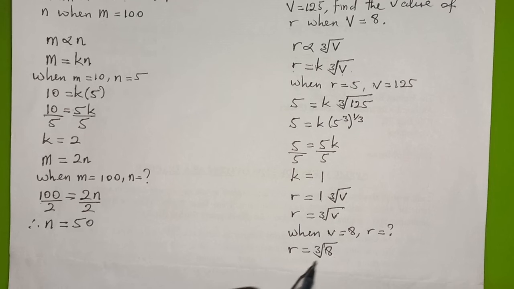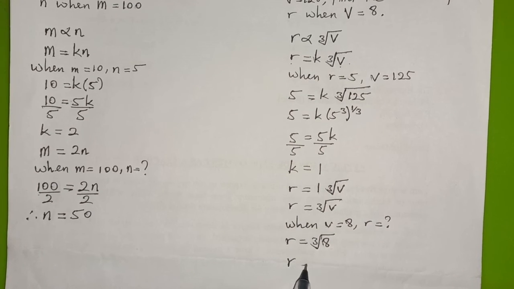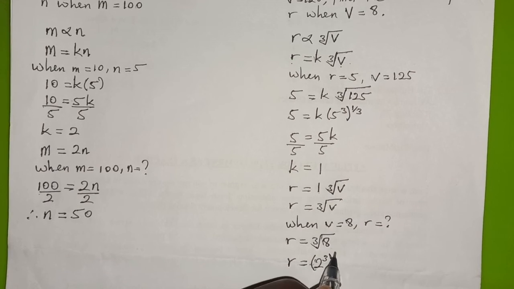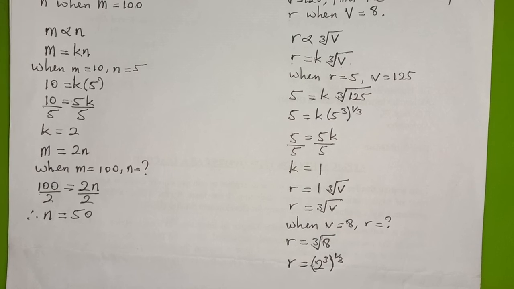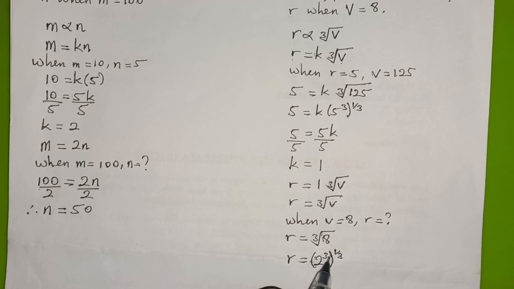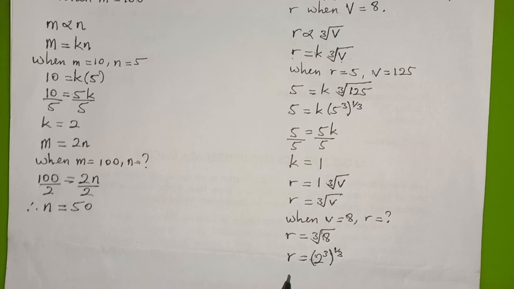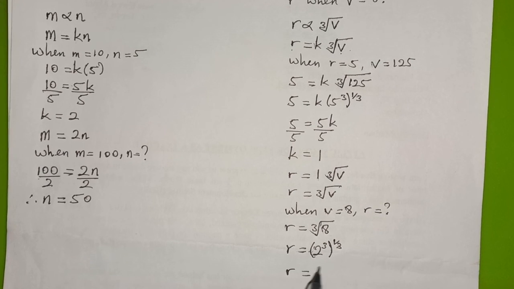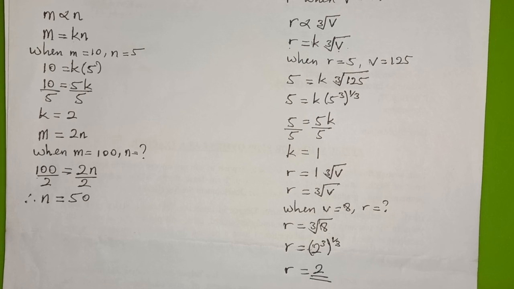Cube root of 8 is the same as r equals 2 raised to the power 3 of the power of 1 over 3. And 1 over 3 is the same as cube root. So this 3 would deal with this 3. This will become r equals 2 as our final answer. I hope this helps.